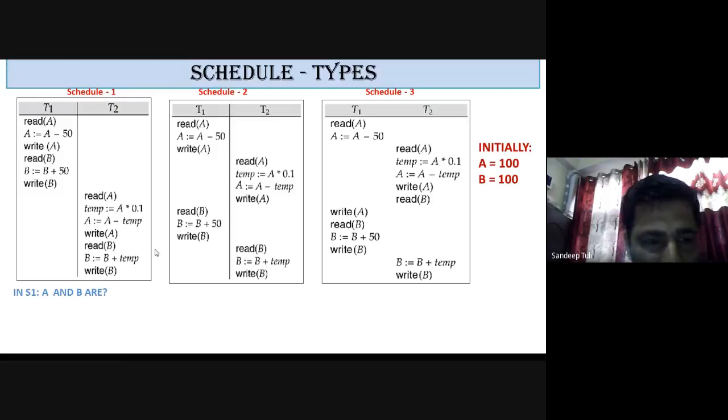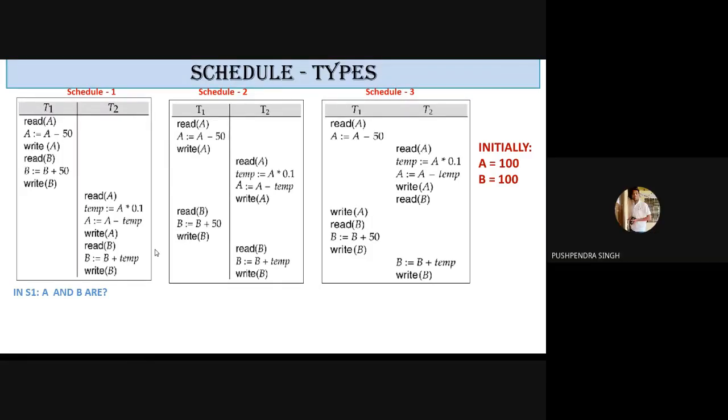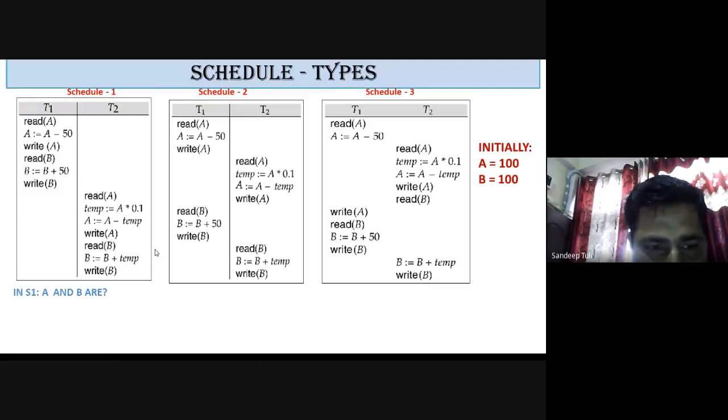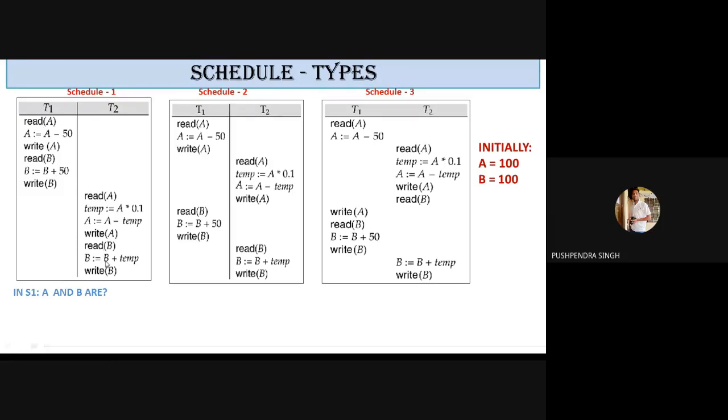Now tell me, in S1, after executing the whole schedule, what will be the values of A and B? You need to have a copy and paper with you in order to solve it, or if you can do it orally, it is good. Tell me fast. What is the value of A after executing T1 and T2? I am not talking about the transaction T1 only or T2 only. I am talking about the whole schedule. When the whole schedule executes completely, once T1 and then T2, what will be the values of A and B?